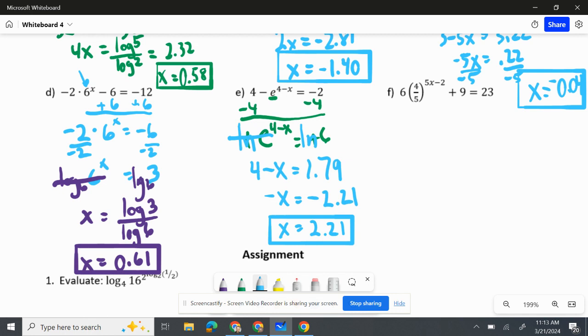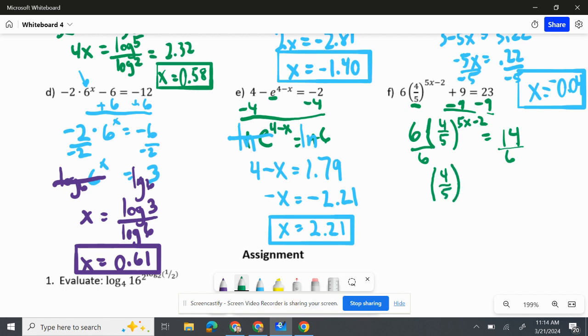So looking at letter F, I'm going to do the same thing. I want to get the base number by itself. In this case, the base number is 4/5. So first thing I'm going to do is subtract the 9. That gives me 6 times 4/5 raised to the 5x minus 2 is equal to 14. I'm going to divide by 6, once again trying to get the base number by itself. So what I have is 4/5 raised to the 5x minus 2 equals 7/3.